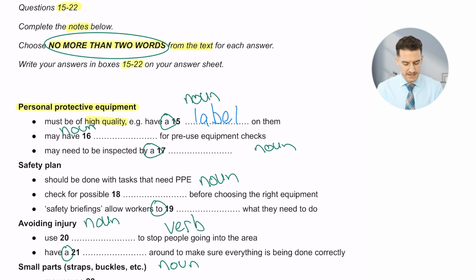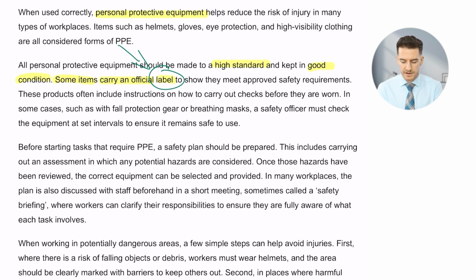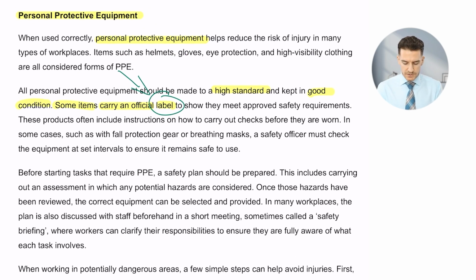Question 16 says, may have something for pre-use equipment checks. So again, we're looking for a noun. Let's go back up and keep reading from where we found the last answer to show these products often include. Let me just highlight that. These products include, there you go, instructions on how to carry out checks before they are worn.